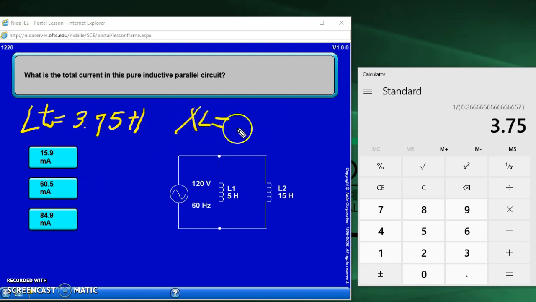to get what that total current is. So that's what it's asking for. It's not asking for individual currents. It's asking for total. So that's why we went ahead and got our total inductance. So 2 pi FL, again, I'm not going to put that formula down. We should know it by now.